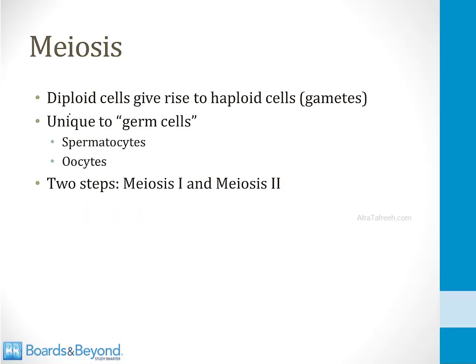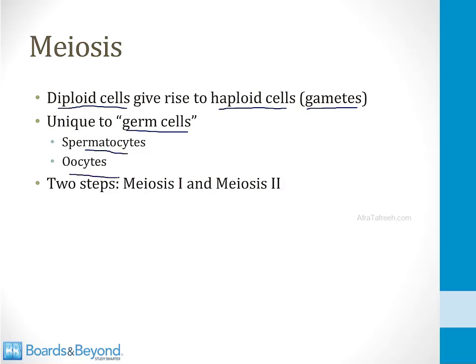Meiosis is the process by which diploid cells, which have two copies of each chromosome, give rise to haploid cells, which have only one copy of each chromosome, and these cells are called gametes. This process is unique to cells known as germ cells. These are cells like spermatocytes found in males and oocytes found in females.